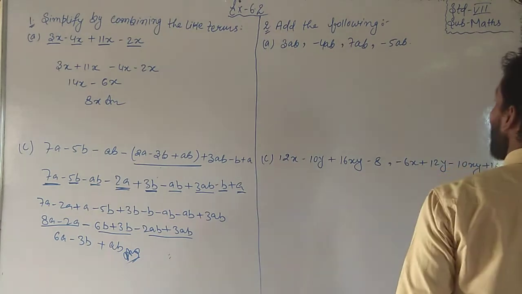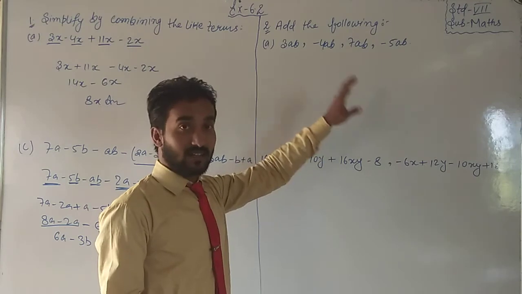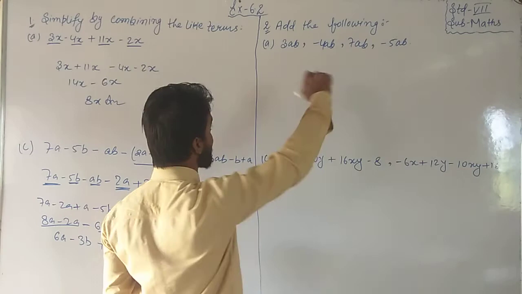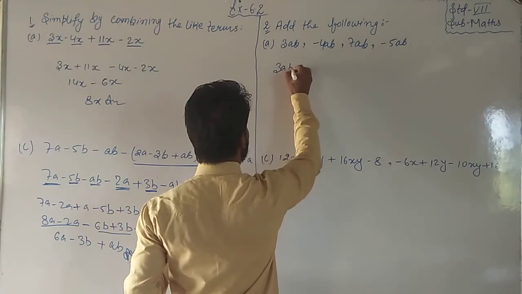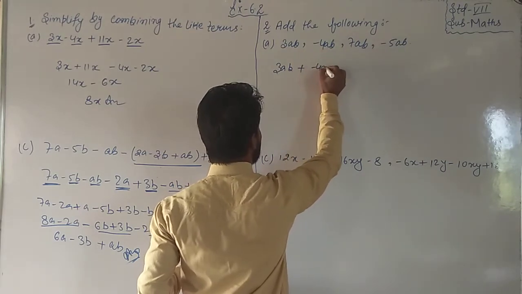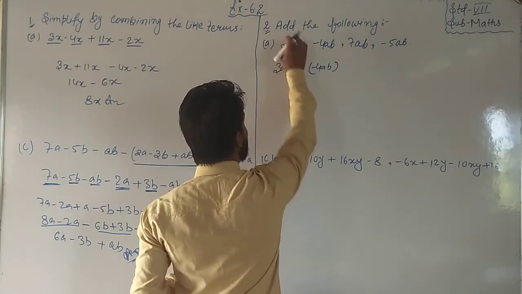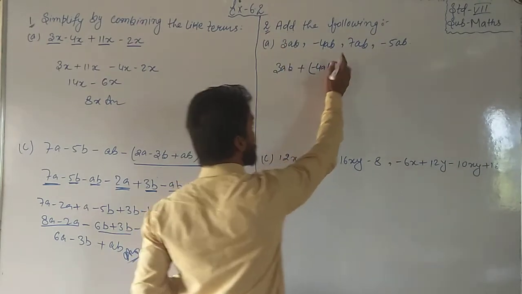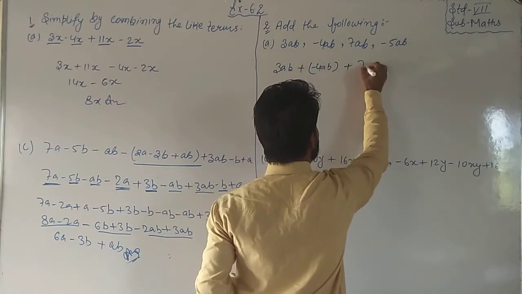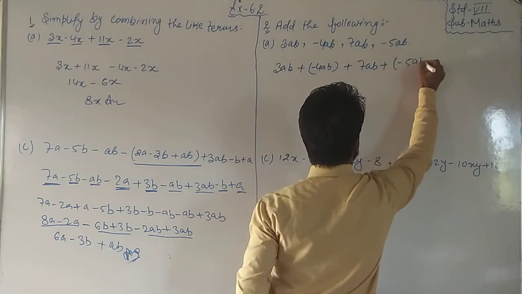So students, we will discuss question number 2. Add the following. How to add? All the terms are separated by commas, so we have to put plus. Add means plus. See how we will write. First 3ab plus c. Now minus 4ab is the given term, so we keep this term in a bracket. At the place of the comma we will put plus, because the question says so. 7ab plus minus 5b, so under bracket minus 5ab.